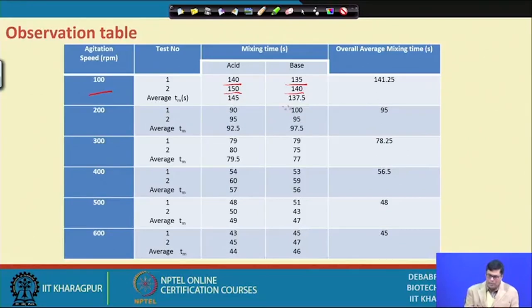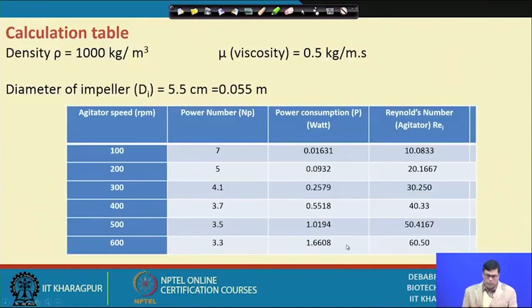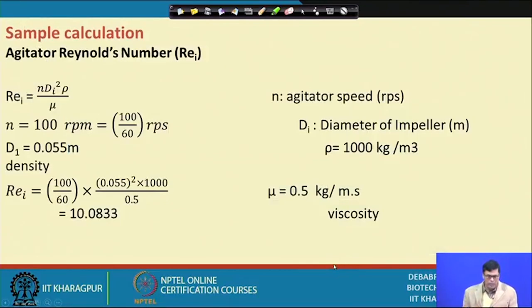So we take an average of this, and we find the mixing time. Similarly, we can find out the value at 200, 300, 400, 500 and 600 rpm. Now, we prepared a table like this at different rpm: what is the power number, what is the power consumption by the agitator, and the Reynolds number. The question is how you did it.